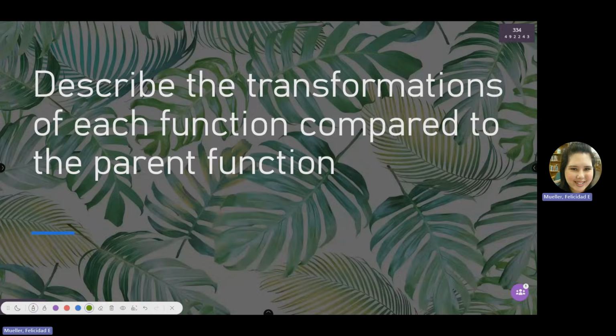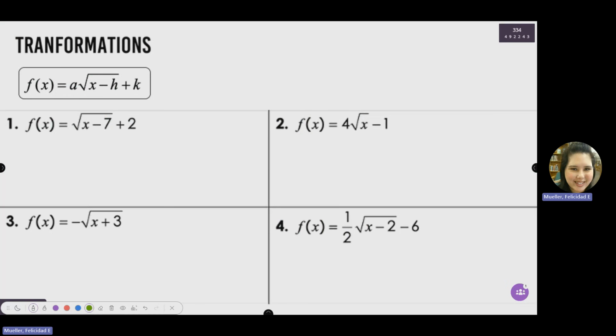Go ahead and describe the transformations of each function compared to the parent function. We've left the formula for the transformations at the top for where we would find a, h, and k. Let's take a look at number 1 together. Actually, we're going to do number 2 together.